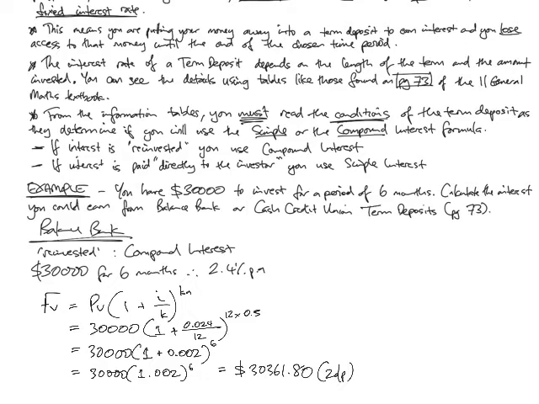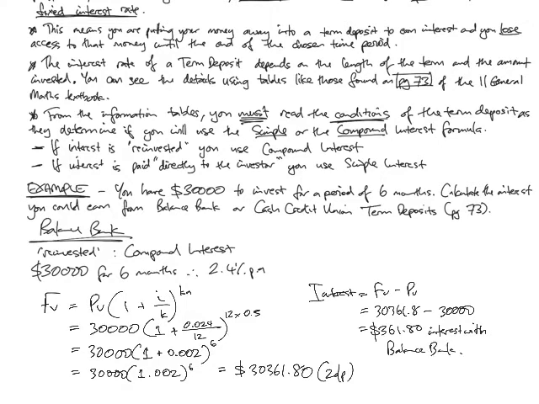So that's what the FV is going to be, but the question is asking how much interest I could get. So interest is going to be FV minus PV, because it's telling me what I ended up with, and I don't know what I started with, so the interest is going to be the difference between those. So it's going to be 30,361.80 minus what I started with, 30,000, so it's going to be $361.80 interest with Balance Bank. Alright, so that is the first one.